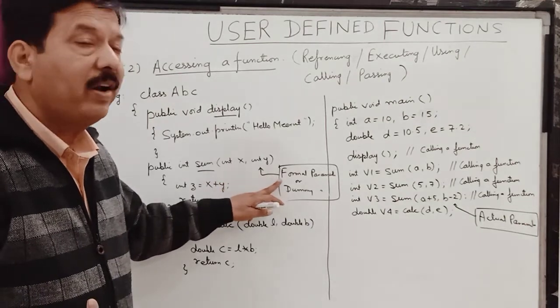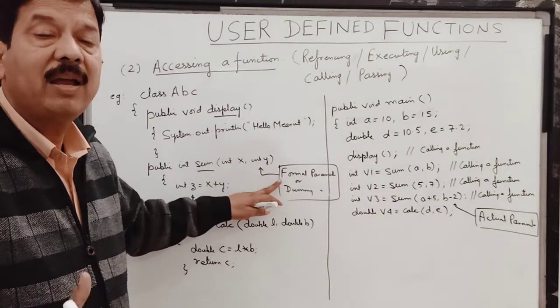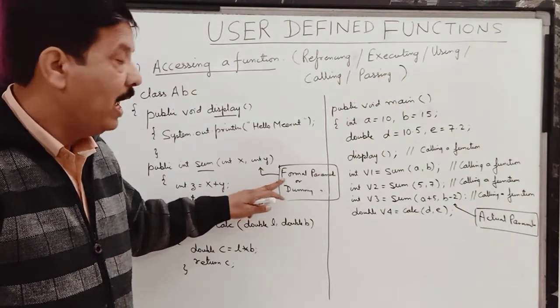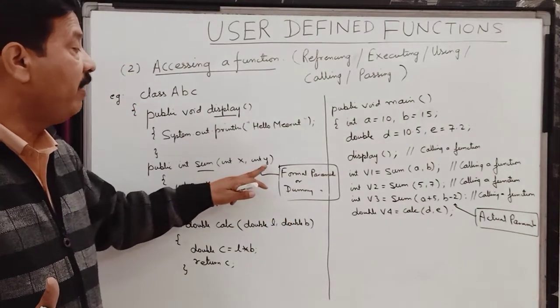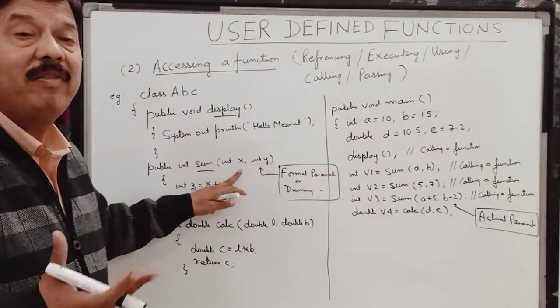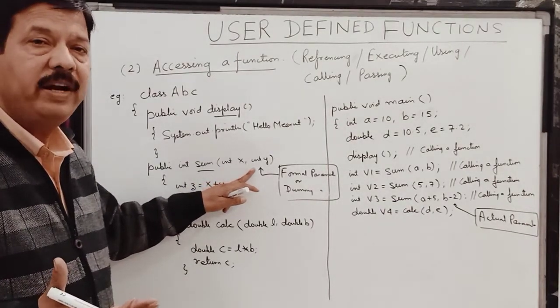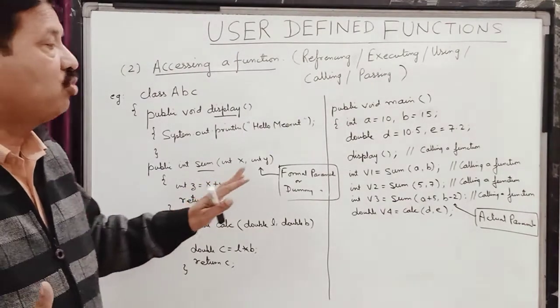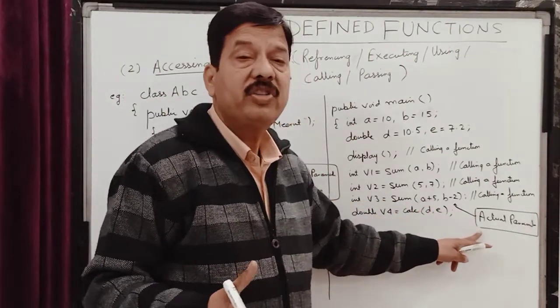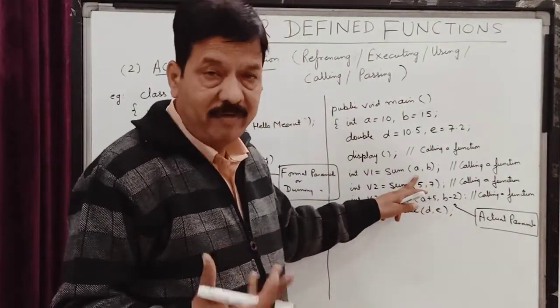Formal parameters are the parameters which are used at the time of defining a function, and these parameters are always variables along with their data types. And children, actual parameters are the parameters which are used at the time of calling a function.